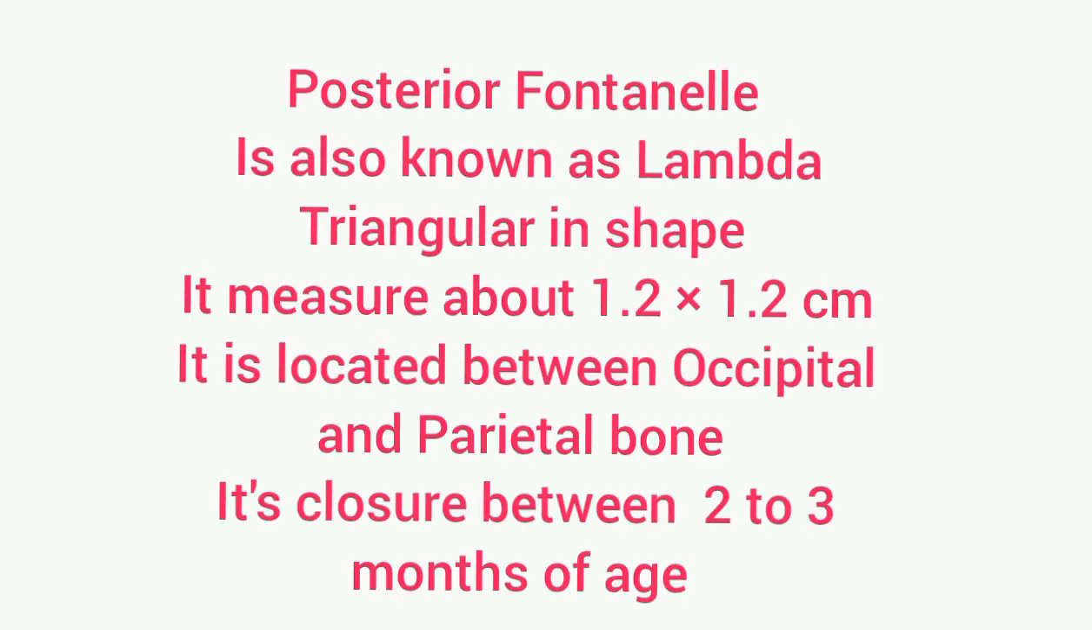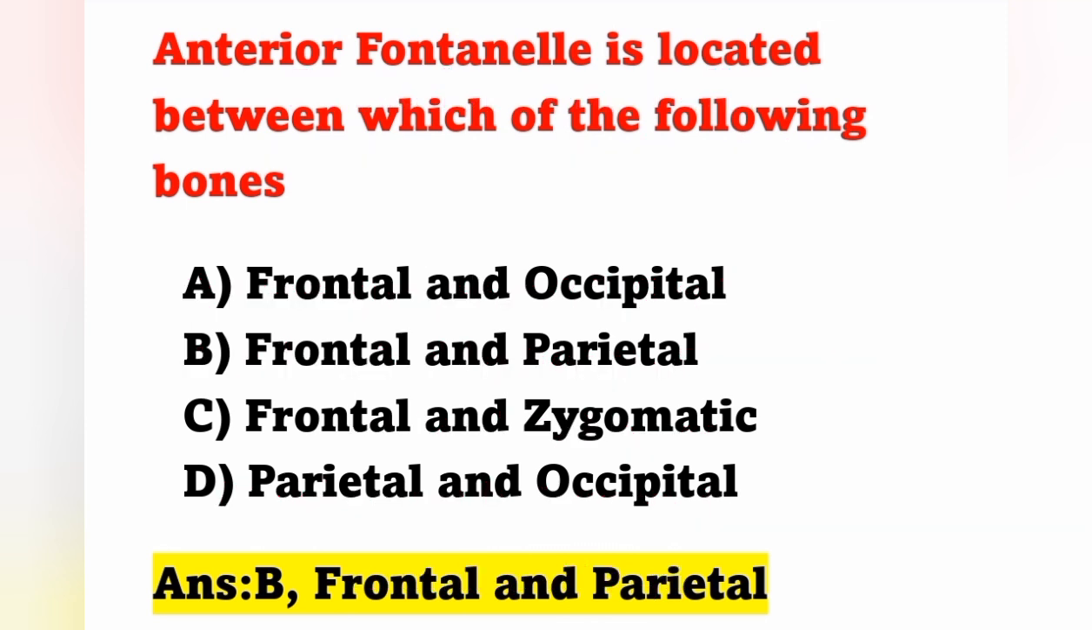Next we can see the posterior fontanelle. Posterior fontanelle is also known as lambda, and anterior fontanelle is also known as bregma. Lambda is triangular in shape and measures about 1.2 by 1.2 centimeters, that is, width is 1.2 and length is also 1.2, or half an inch by half an inch. This posterior fontanelle is located between the occipital and parietal bones, but the anterior fontanelle is located between the frontal and parietal bones. It closes or ossifies between 2 to 3 months of age. Here in our question, anterior fontanelle is located between frontal and parietal bones. Option B is the correct answer.